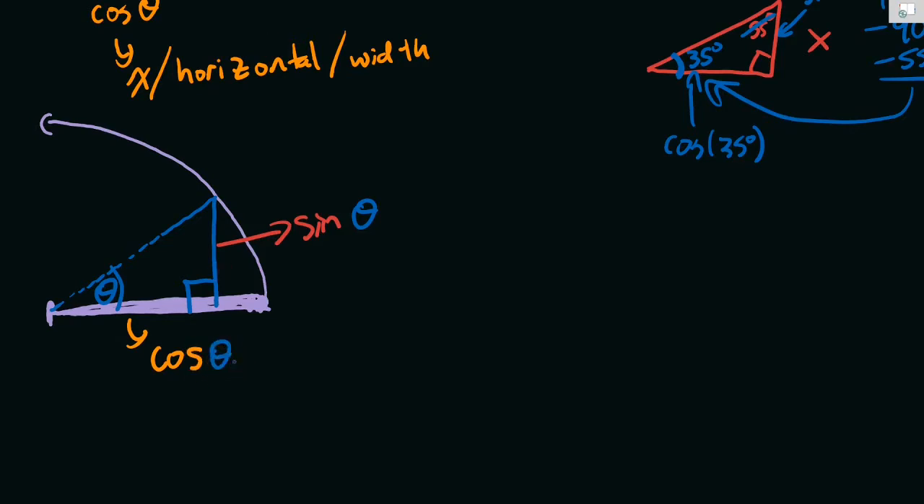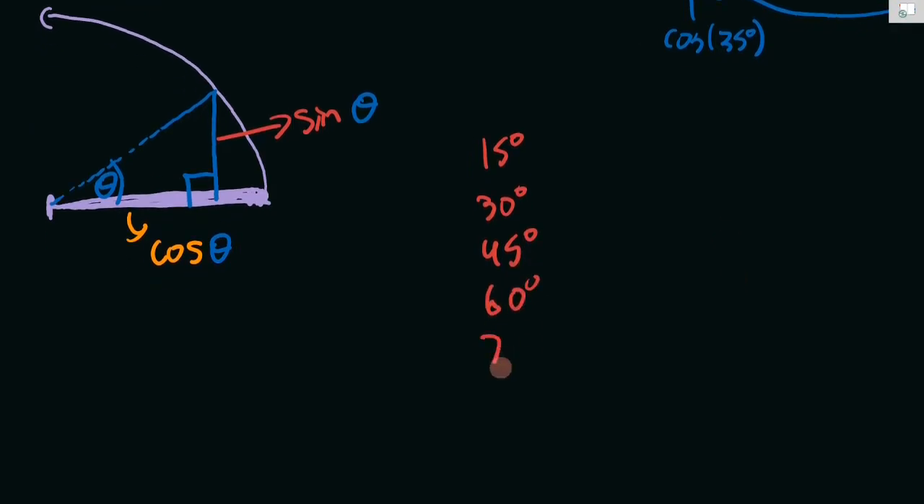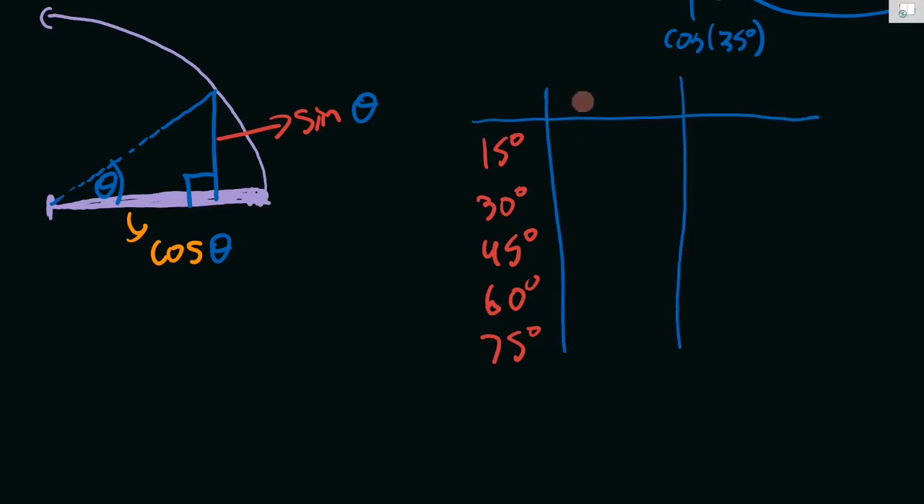Just to give you a sense of some of these things, let's throw some angles up here: 15 degrees, 30 degrees, 45 degrees, 60 degrees, and 75 degrees. This is a bit weird. We're used to talking about horizontal first, but usually we talk about sine first. So this is sine of theta, and we'll make this our cos of theta. What are all these different values?